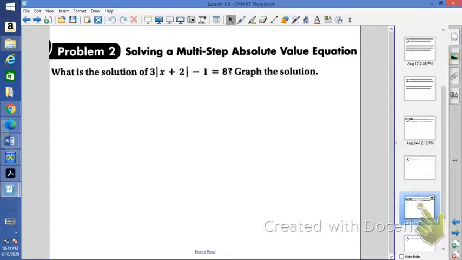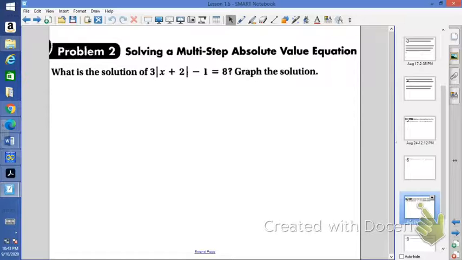Alright, the next one, a little bit trickier because the absolute value is not isolated. So, what do we have to do? Get it isolated. Get this by itself, right here. Remember, when you're solving equations, you want to use your order of operations, but in reverse. So that means look to add and subtract to move things from one side of the equal sign to the other first before you multiply and divide. So that's what we're going to do here.